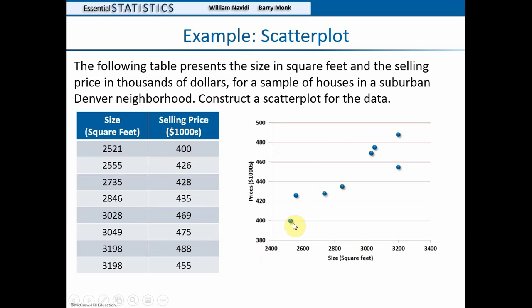It seems like the higher the square footage, the price kind of goes up. 3,200 are up around this area. Here are some at 3,000, and then the smaller ones. And that sounds reasonable.